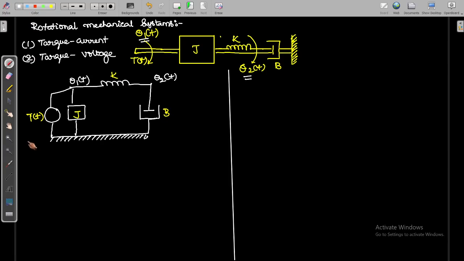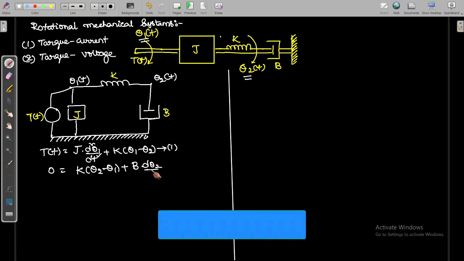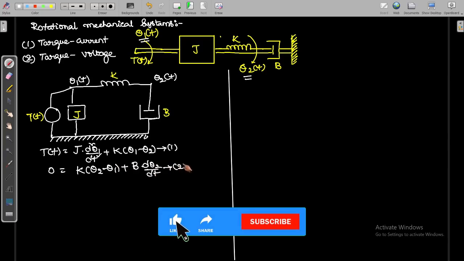Let us write the torque balance equations. First, T of t is equal to J into d square theta 1 by dt square plus k into theta 1 minus theta 2. This is at displacement theta 1 of t. Next, at theta 2 of t, 0 is equal to k into theta 2 minus theta 1 plus b into d theta 2 by dt. So this is the second equation. We write the balance equations at the two angular displacements.